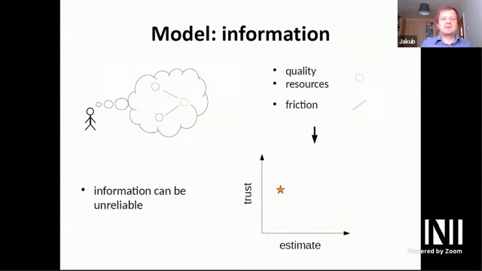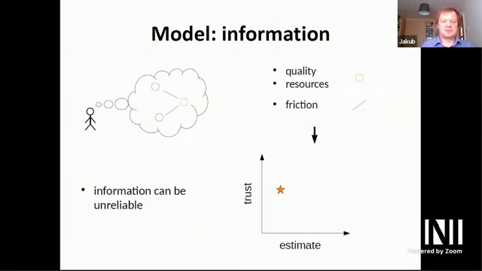So how does information work in the model? Here's this other layer: information in a very simplified form. Information can be about cities or about connections, roads or paths. Cities have qualities, which you can think of as resource availability or other advantages that locations offer, whereas roads have friction.